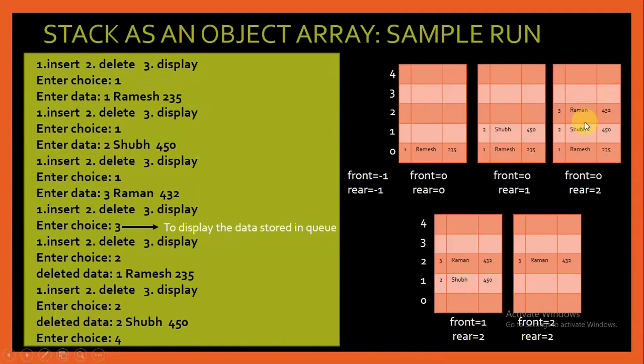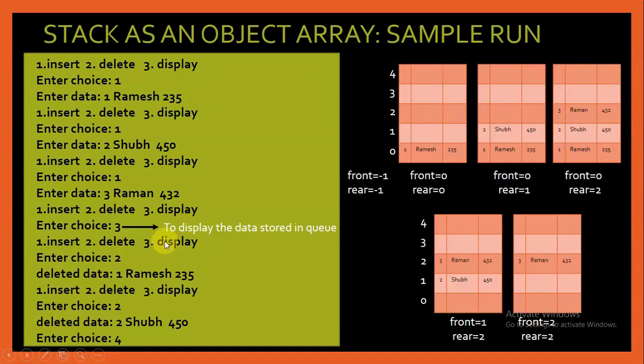The menu will be displayed again, and if I give the choice 3, then it will display the data stored in the queue. As you can see here, all the data from front till rear will be displayed. First 1 Ramesh 235 is displayed, then 2 Shubh 450, and then 3 Raman 432. It is always displayed in this order from front till rear.